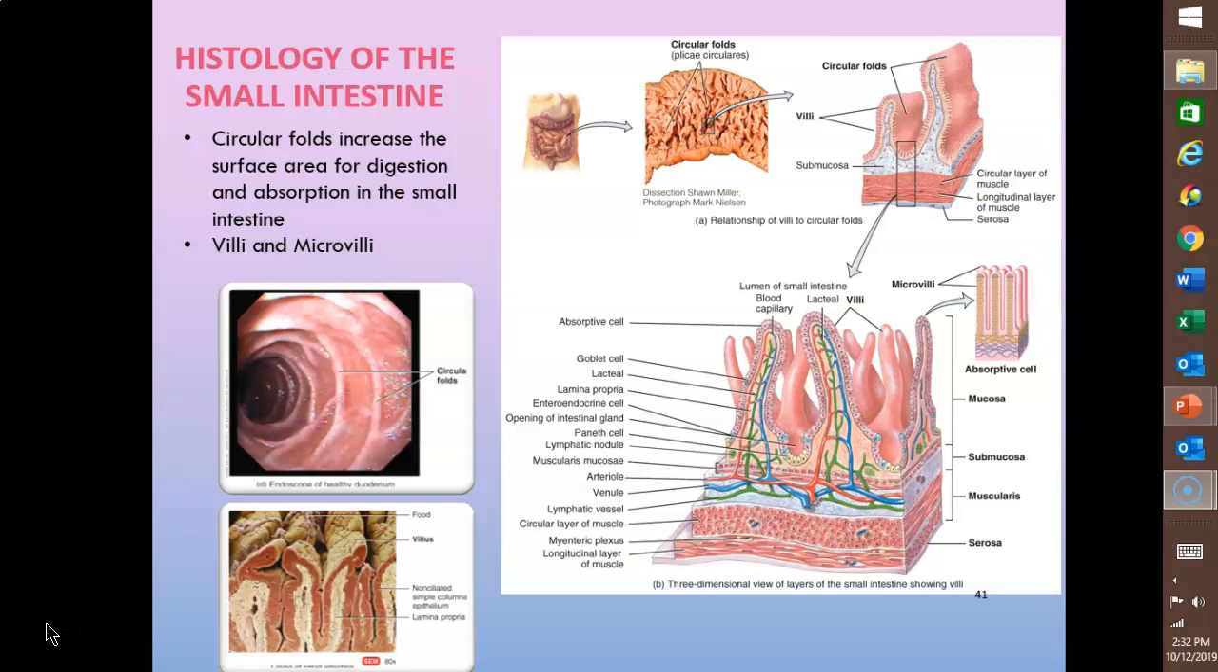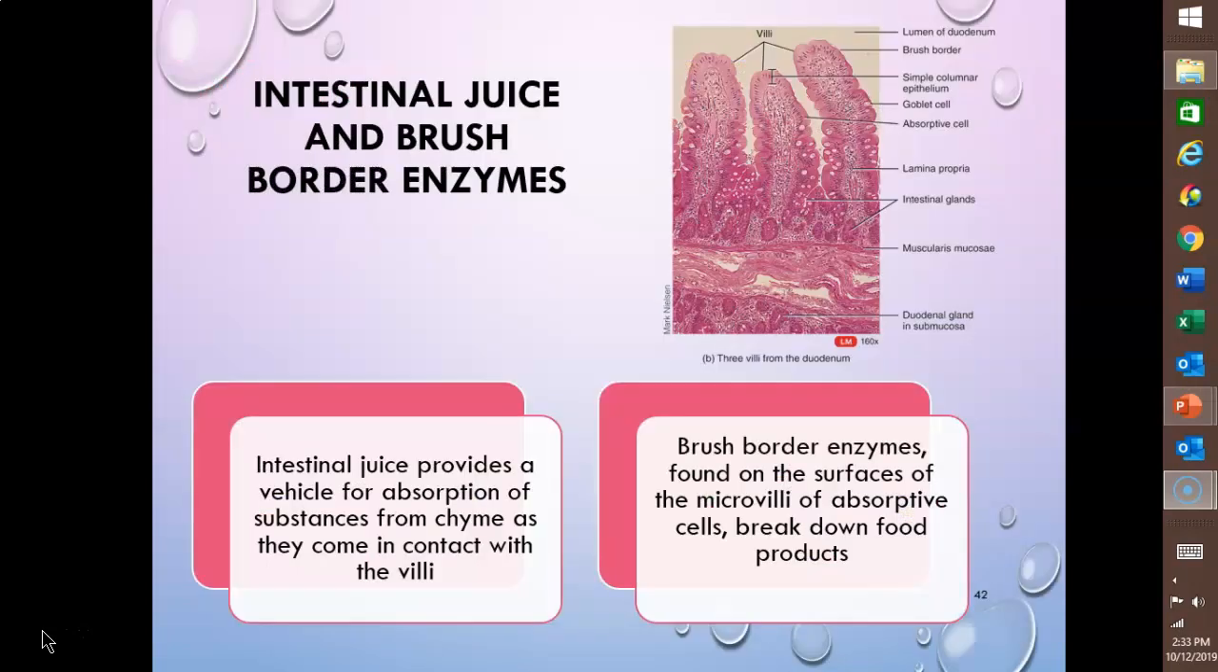So nutrients absorbed by the epithelial cells covering the villus pass through the wall of the capillary or a lacteal and then enter the blood or the lymph. And of course it's the lacteal that takes that fatty absorption to the blood, or into the lymph and then into the blood. In addition to these circular folds and the villi, the small intestine also has microvilli, which are projections of the apical membrane of the absorptive epithelial cells.